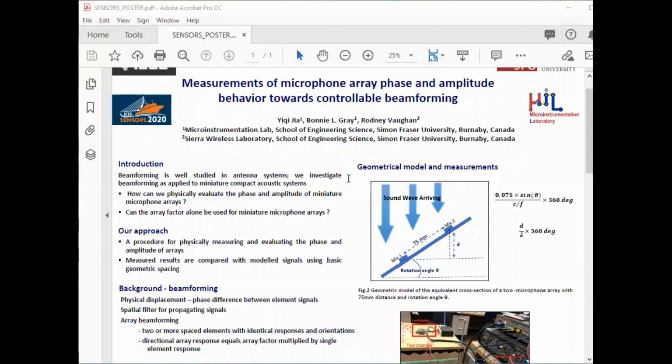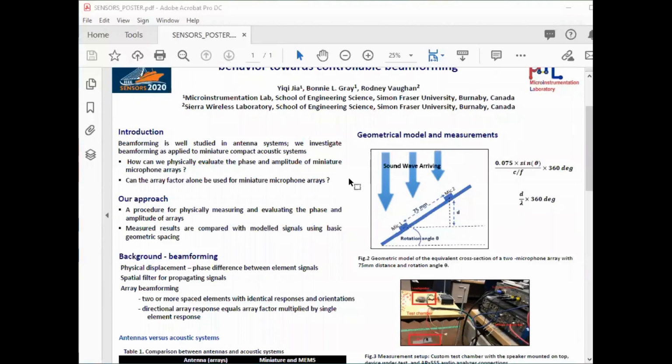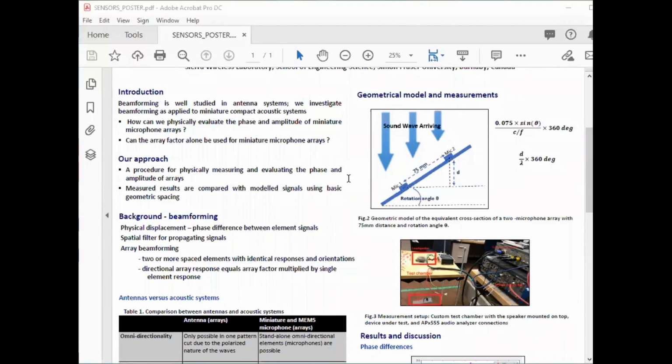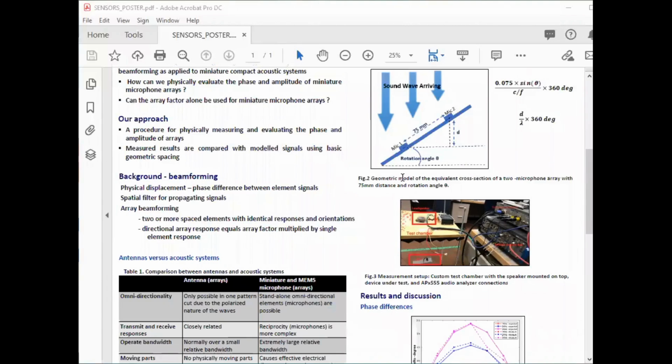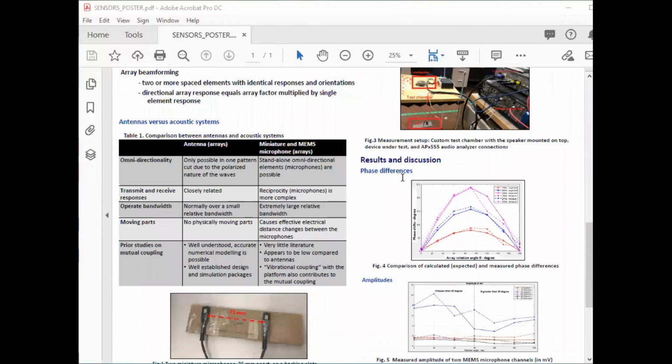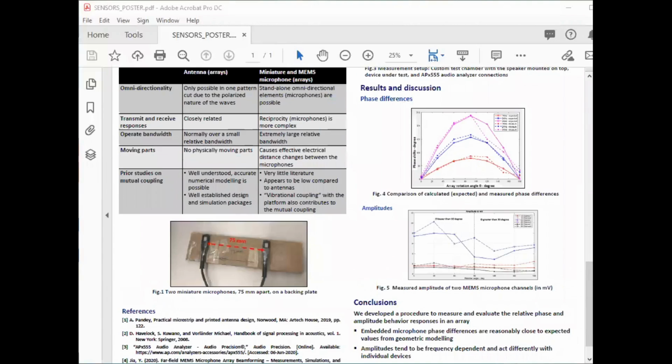Beamforming is described as the physical displacement between the elements corresponding to phase differences between the element signals. The response or pattern acts as a spatial filter for the propagating signals. The physics of acoustic waves is very different to that of electromagnetic waves. However, the signal processing concepts are similar. In antennas, omnidirectionality is only possible in one pattern cut. The transmit and receive responses are closely related through the reciprocity of most types.